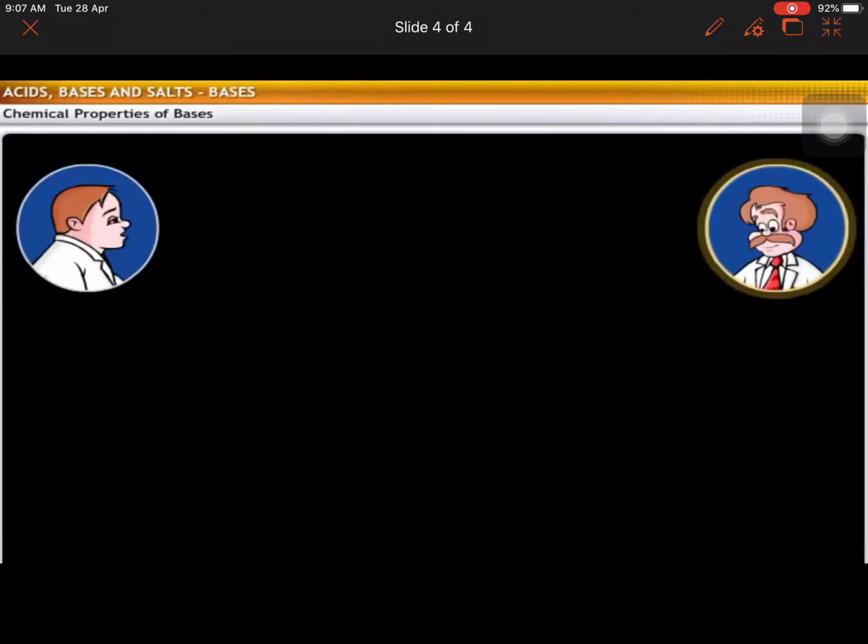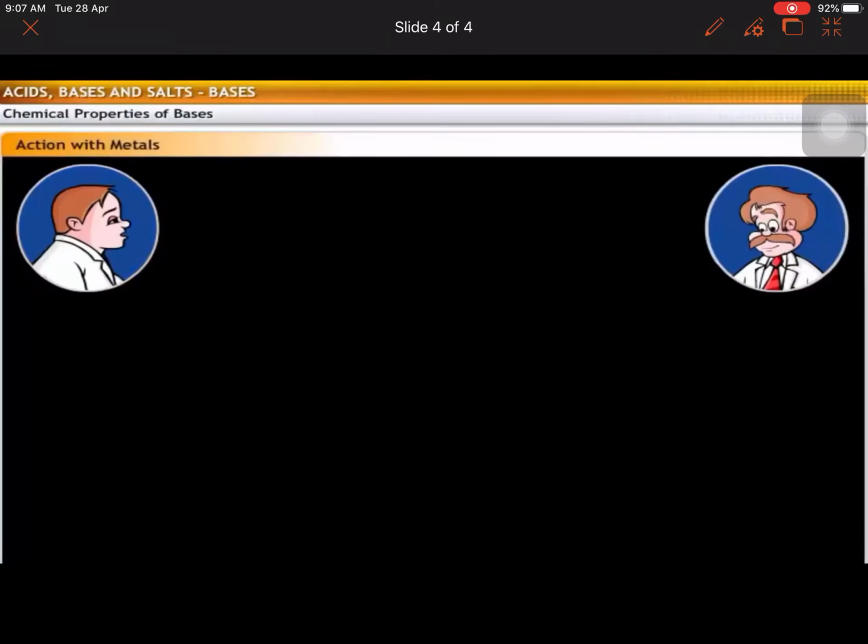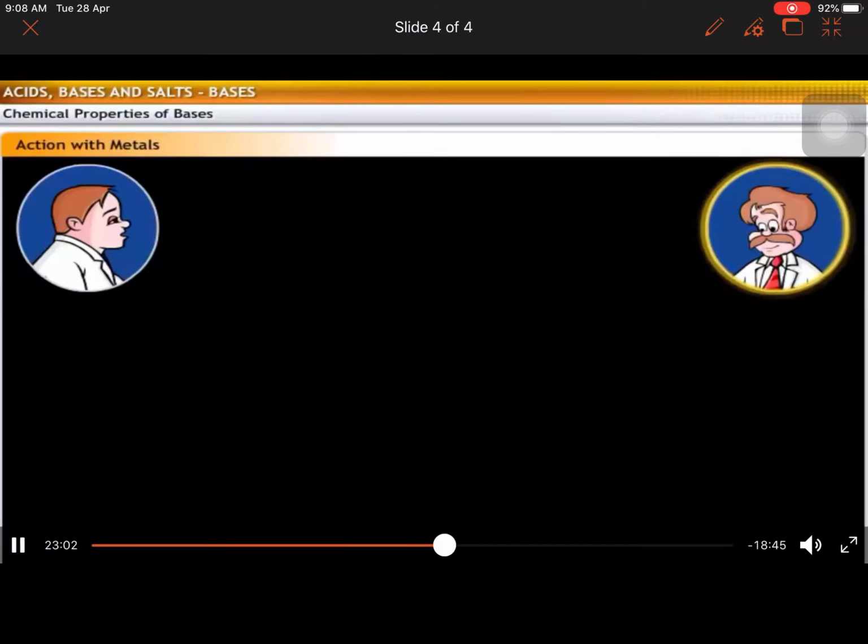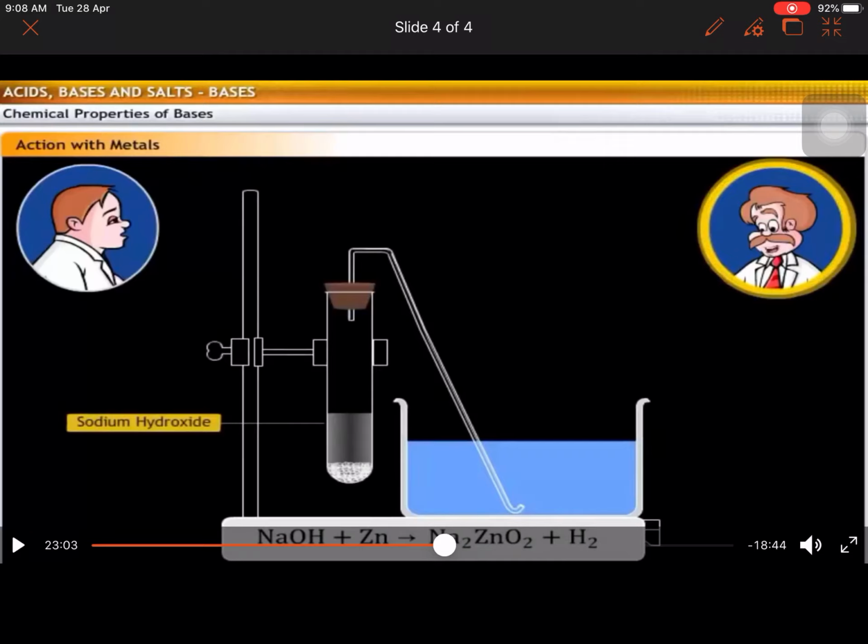Behavior of these bases. Chemical behavior? Bases react with some metals, like zinc, and liberate hydrogen. As we have discussed the properties of acids, acids react with metals to give hydrogen, right? And some kind of salt. So just like acids, bases also give the reaction.